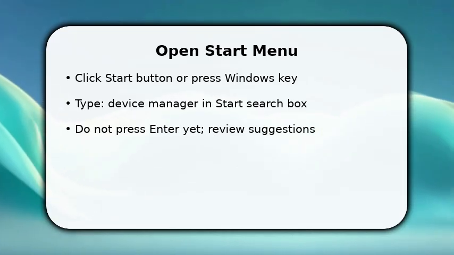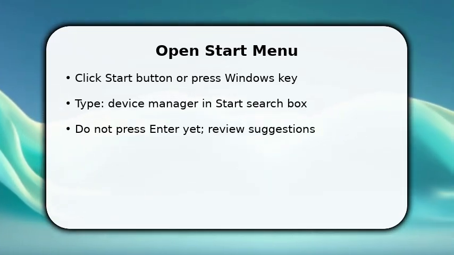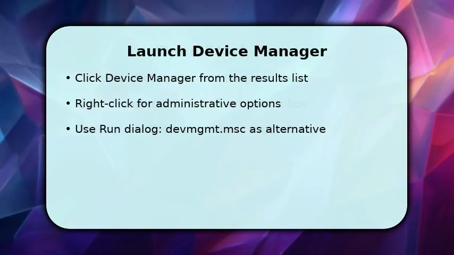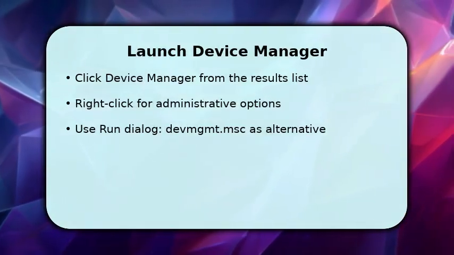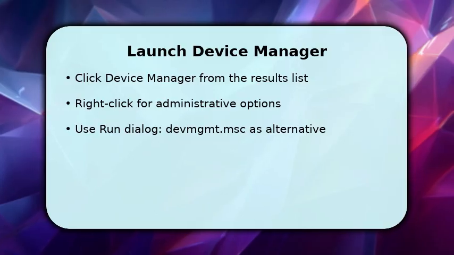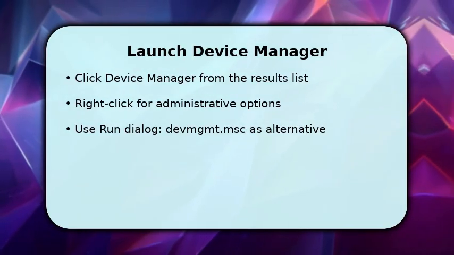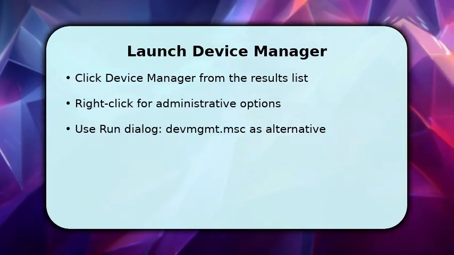Once done, pause for a moment to check that the icon shows a computer with a list. That's the right entry before you invoke it. Next, click Device Manager from the search results to open the console. If you need elevated rights, right-click the entry and choose Run as Administrator so you can change drivers or settings.